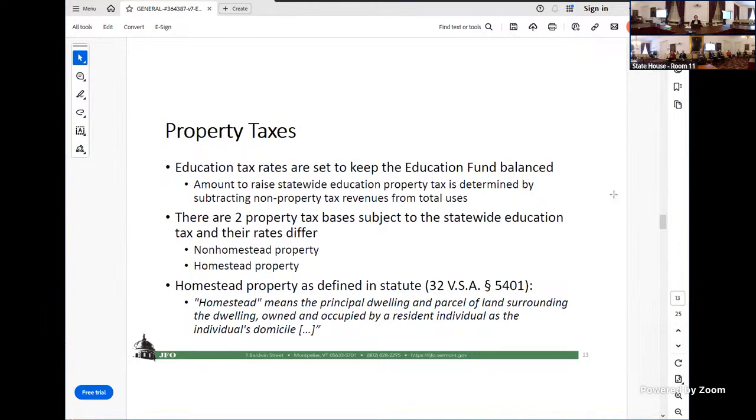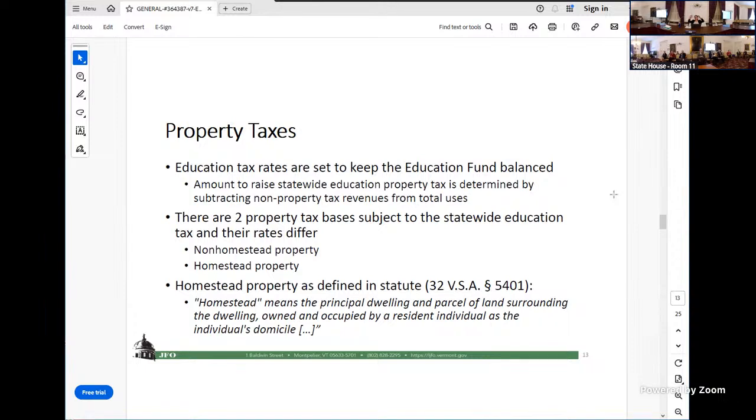So getting into property taxes, and taking a step back and thinking about the intuition of property taxes and how they're set. Essentially, every year, these education property tax rates are set to keep the education fund fully balanced. So what we do is we talk through education fund expenditures, right? We're aggregating up all of the statewide education costs. That's what the education fund is encapsulating, right?